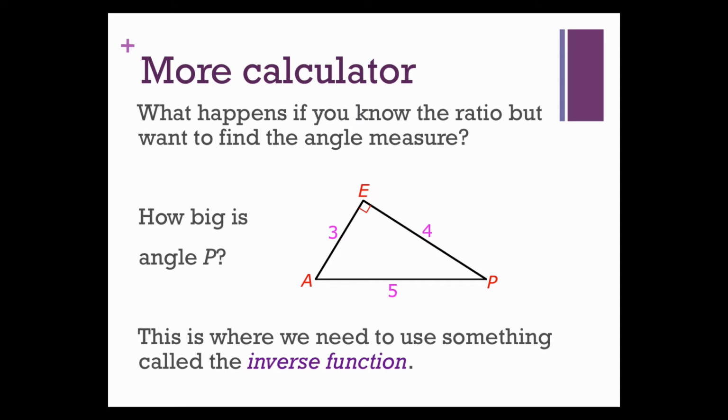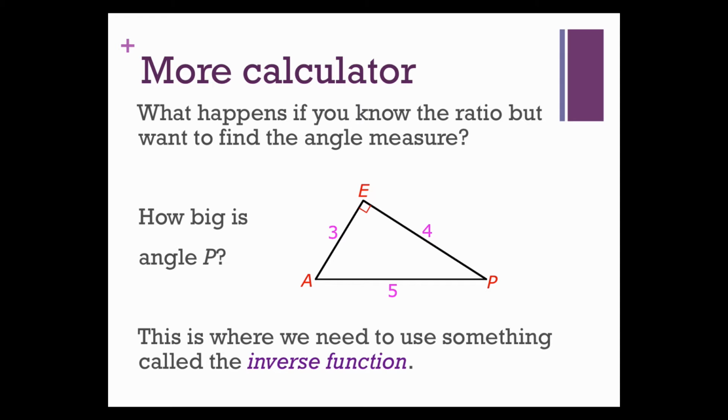We use something called an inverse function. An inverse function undoes a function. If our function, for instance, is squaring, you undo squaring by taking a square root. You undo addition by doing subtraction. You undo multiplication by doing division. Every function has an inverse function. The inverse functions for trig are above the trig buttons on your calculator.